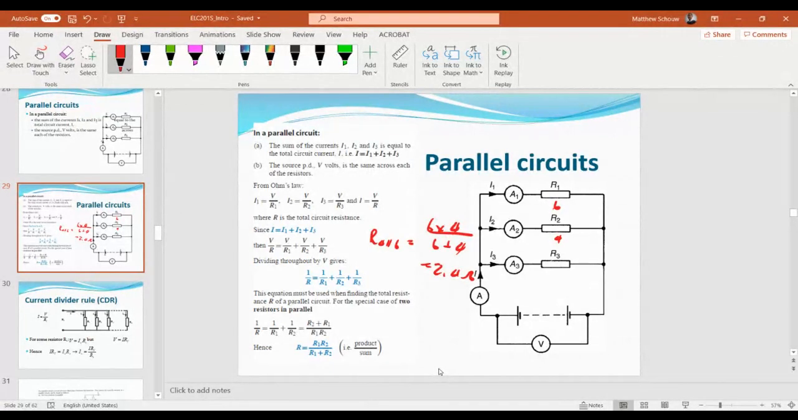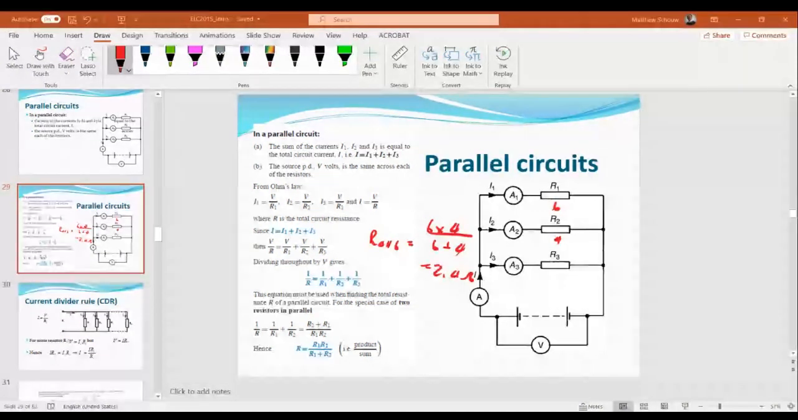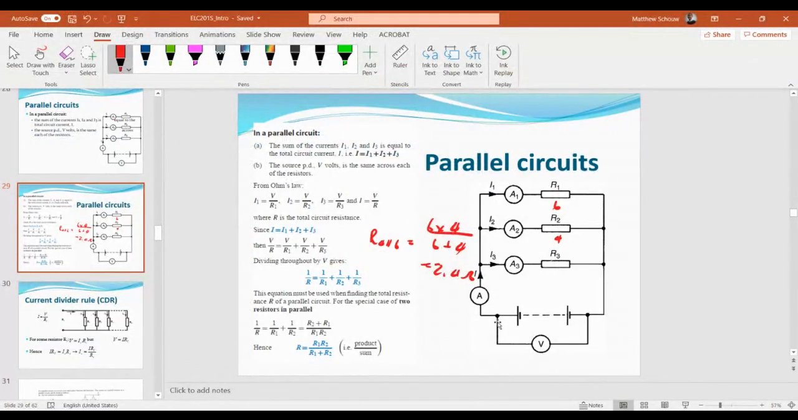So I'm just showing you new techniques to analyze circuits. For the next 2 weeks, you'll be looking at circuit analysis. Okay, let's just go back.